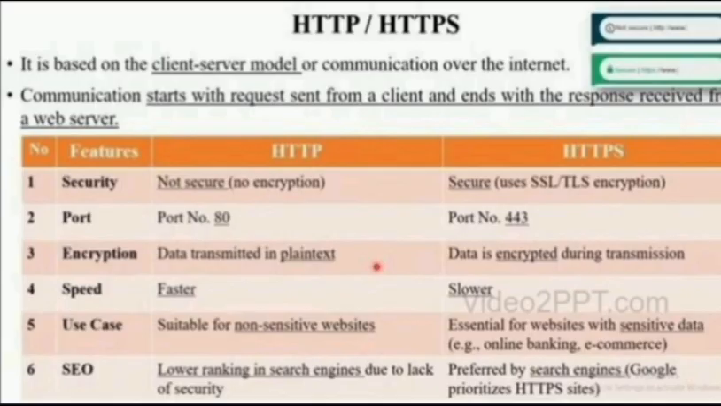First feature is security. HTTP is not secure and has no encryption. HTTPS is secure because it uses SSL or TLS encryption. Next, port. The port number used by HTTP is 80 and the port number used by HTTPS is 443. Encryption. In HTTP, data is transmitted in plain text. In HTTPS, data is encrypted during transmission. The speed of HTTP is faster and the speed of HTTPS is slower.